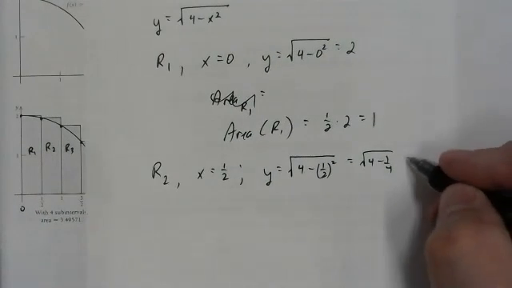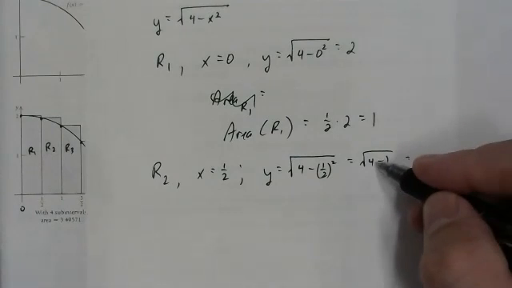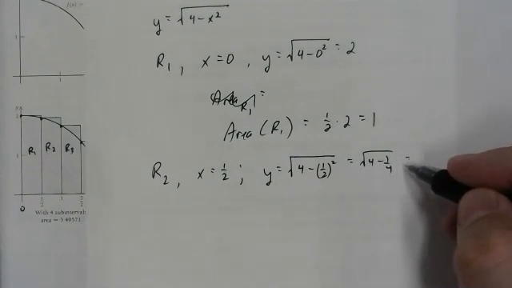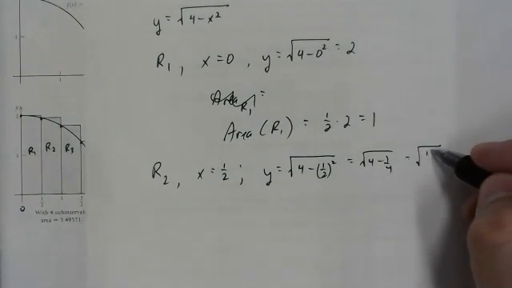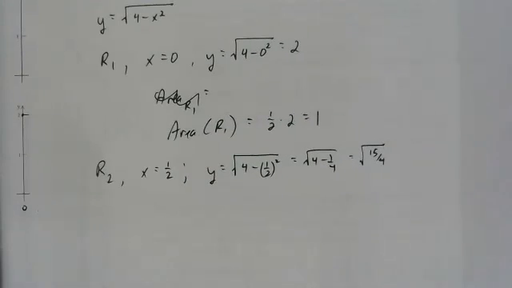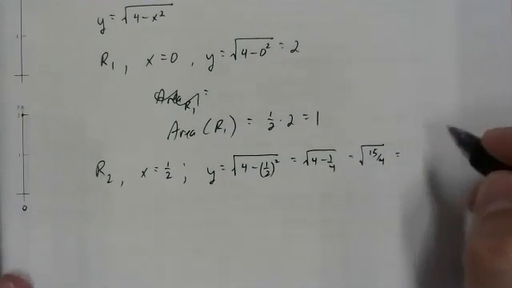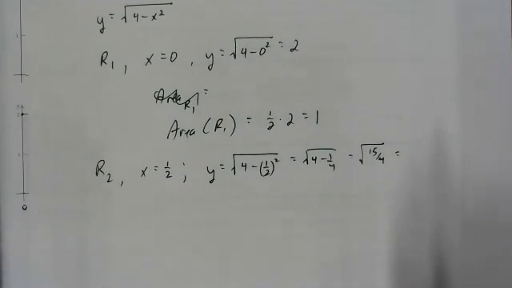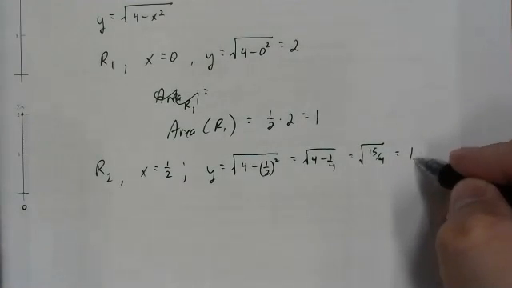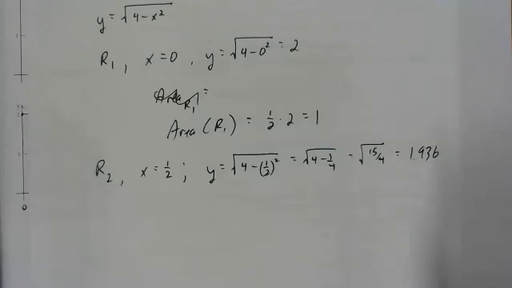Now in this case, I'm going to start using my calculator, because 4 minus 1/4 is 15/4. For this problem, we're not going to give an exact answer. So I'm going to grab my calculator. I'm going to say 15 divided by 4, equals, and the square root of that is 1.936.